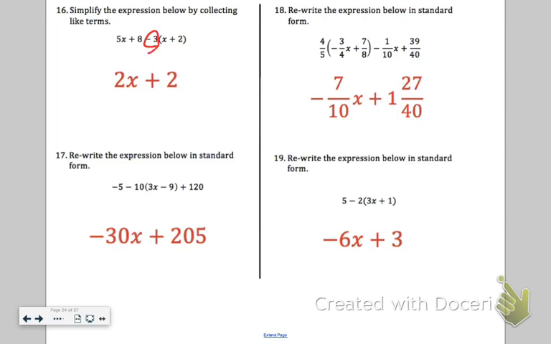Number 17, -30x plus 205. Again, that was a -10. So when you distributed there, you should have gotten -30x, and you should have got plus 90. Remember, a negative times a negative is a positive. 18, you get -7/10x plus 1 27/40. And 19, you get -6x plus 3. All right, good job. Moving on.